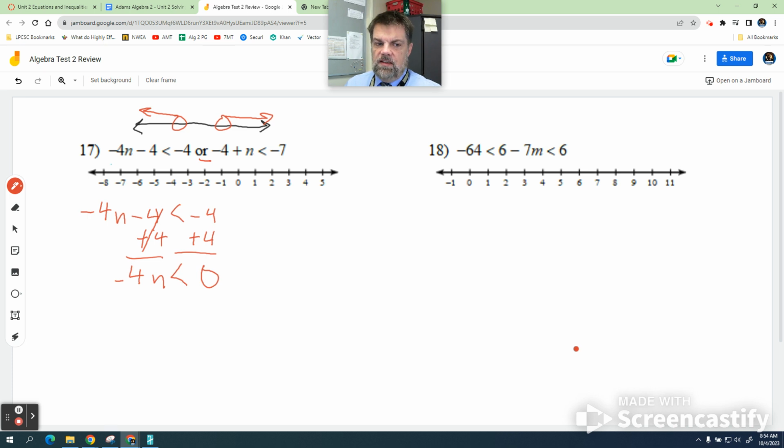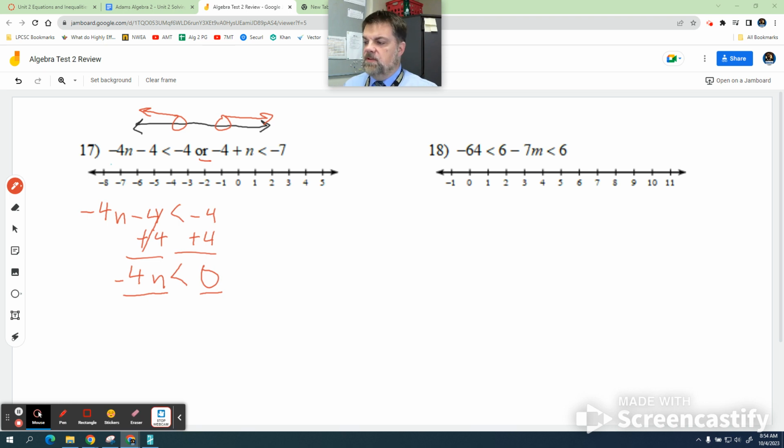Okay. So I want n by itself. So what do I do to get n by itself? Divide by what? Negative 4. So when I divide by negative 4, what's going to happen? 0. Yeah, it's still 0, but there's something else. When you divide by a negative, we got to flip the inequality symbol, right?